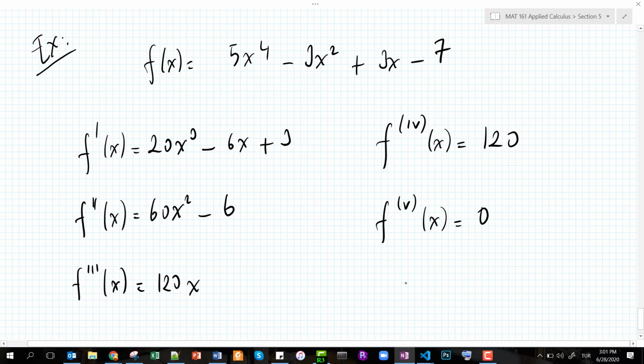Then you can continue, but all other derivatives will be 0, right? You don't need to continue that. You can just say that all other derivatives after the fifth derivative are going to be 0. That is how I take the higher derivative, as you see. You can use all the rules you have learned about the first derivative, but you need to apply the derivative to the previous derivative to take the next derivative.